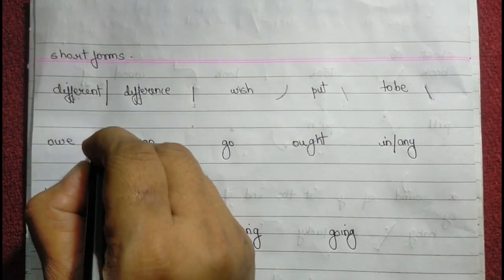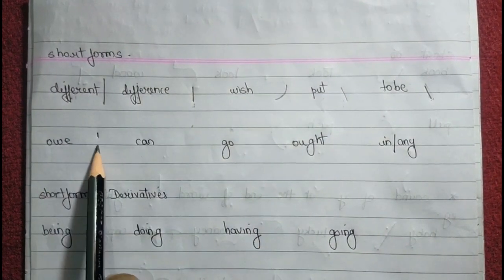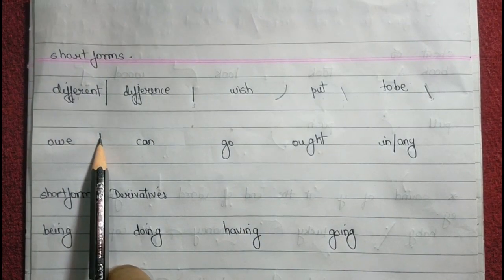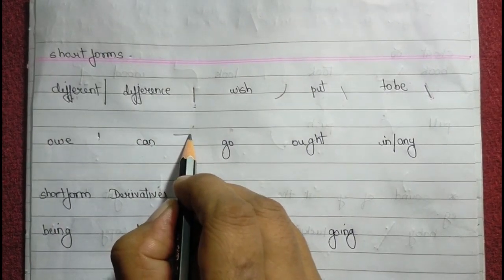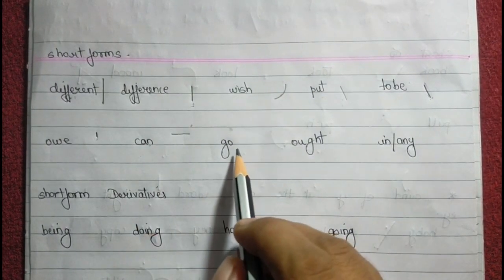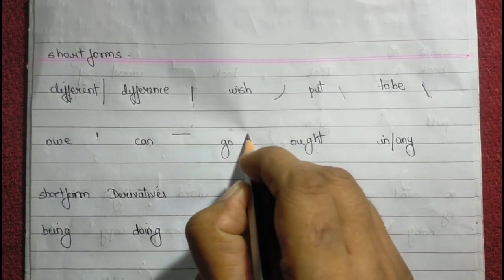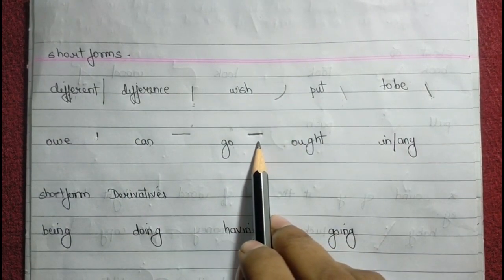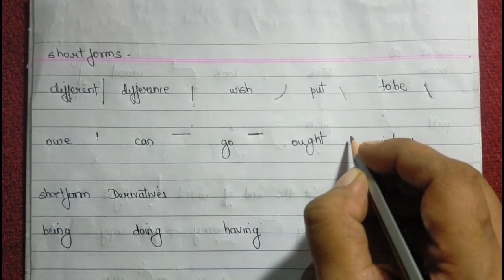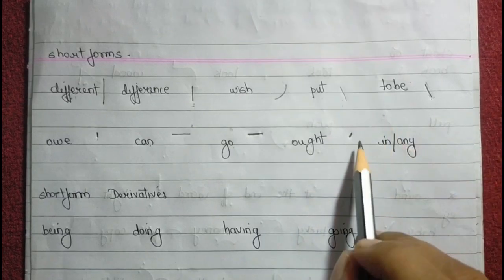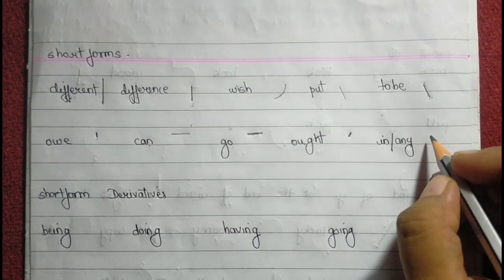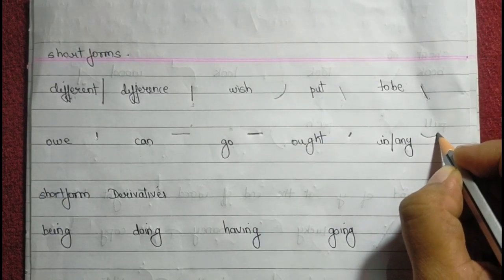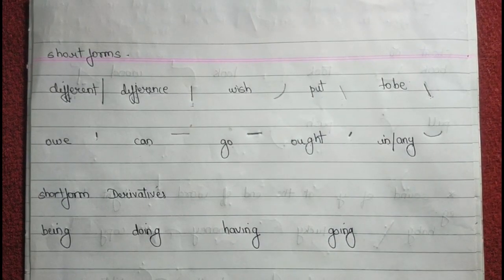O is quartered above the line. Can is k stroke above the line. Go is g stroke above the line. Ought is quarter j above the line. In or any is n stroke above the line.